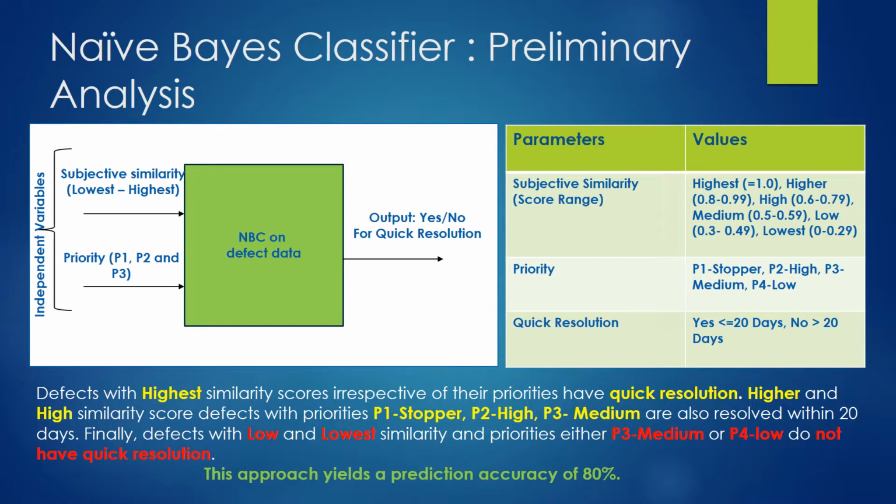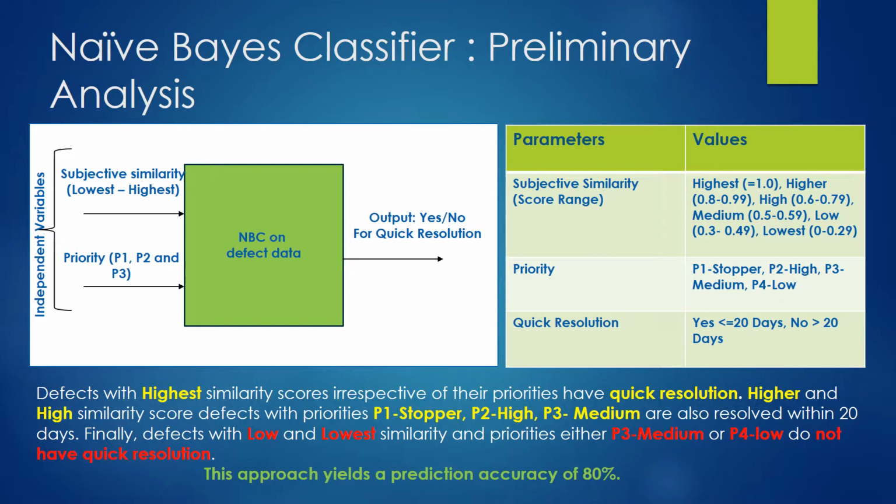The values and parameters are as shown in the table. The values for subjective similarity range from highest to lowest. Priority is P1 stopper, P2 high, P3 medium, and P4 low. And quick resolution is yes for less than or equal to 20 days and no for greater than 20 days. Getting first-hand knowledge of defect resolution can motivate the defect reporter to take proactive actions to expedite the resolution process and to keep project progress on track.